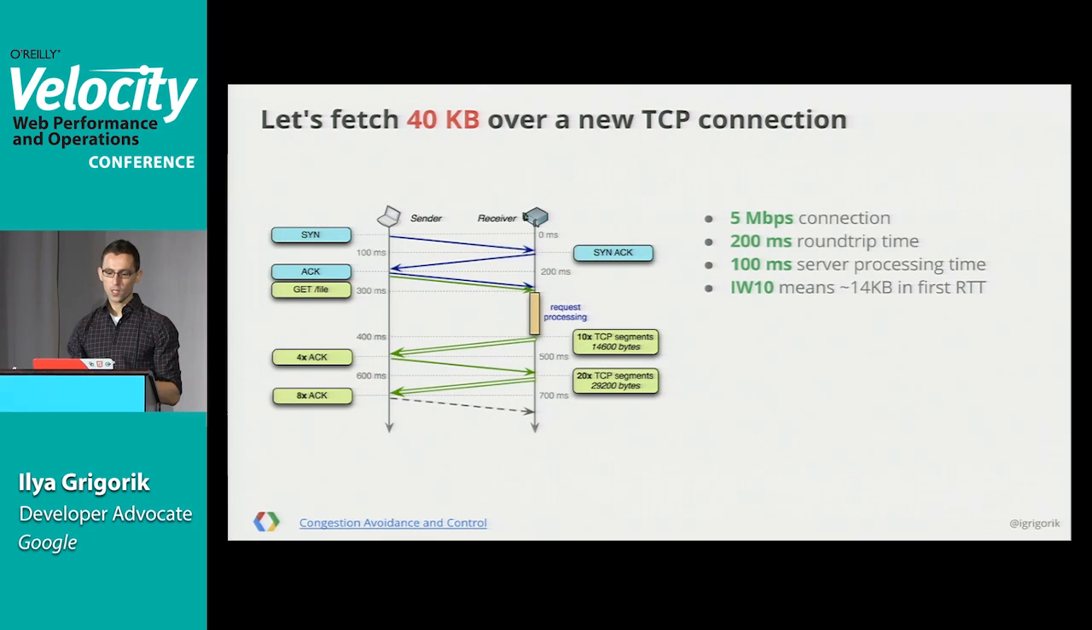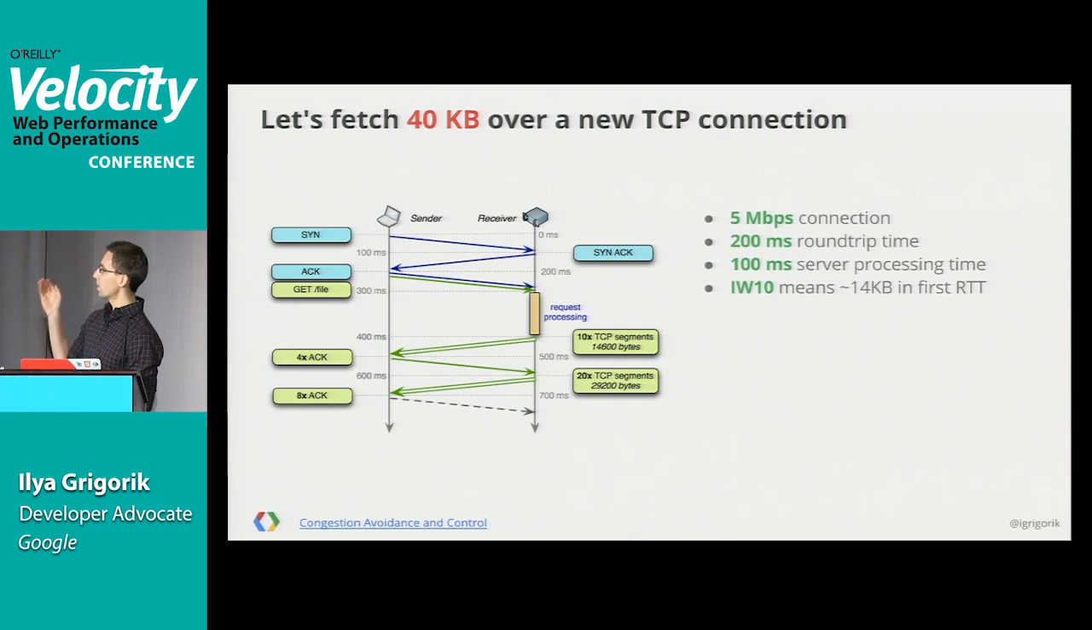So you add this up, and you get a picture like this, which is, let's say we want to fetch a 40 kilobyte HTML file on a 4G network, right? So we have 5 megabits of bandwidth, which is great. Everything's awesome. We have about 200 millisecond round trip time, and we're going to spend about 100 milliseconds to process the request on the server, or whatever that may be, right? We're generating dynamic HTML, et cetera.